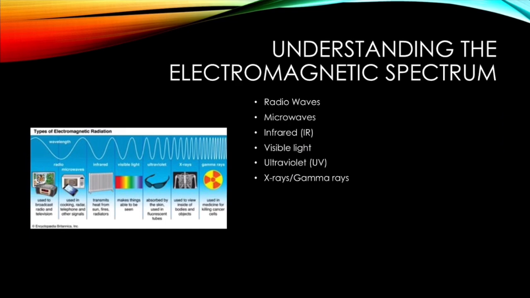The electromagnetic spectrum pretty much consists of radio waves, microwaves, infrared, visible light, ultraviolet, and X-rays/gamma rays. And all of these radiate at their own different levels of frequency. This can range from what we can see, which is visible light that can be captured through regular cameras, to things that we can't see, like X-rays and gamma rays.